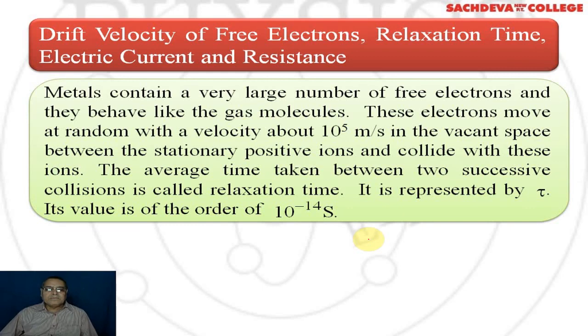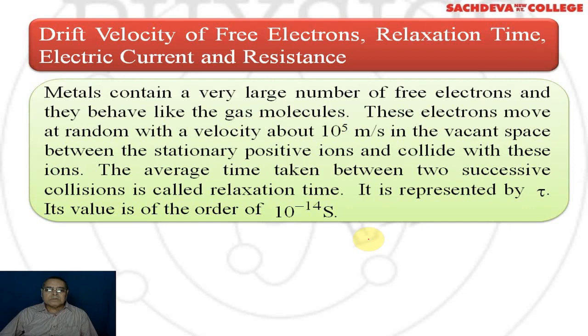When we apply a field, only then will electrons begin to move from negative to positive; otherwise they will be in random motion. Now we start with the main context. Metals contain a very large number of free electrons, normally of the order of 10^22 in 1 gram of material, and they behave like gas molecules. These electrons move at random with a velocity of about 10^5 meters per second in the vacant space between the stationary positive ions and collide with these ions.